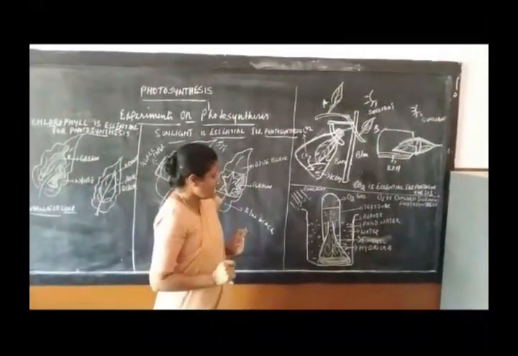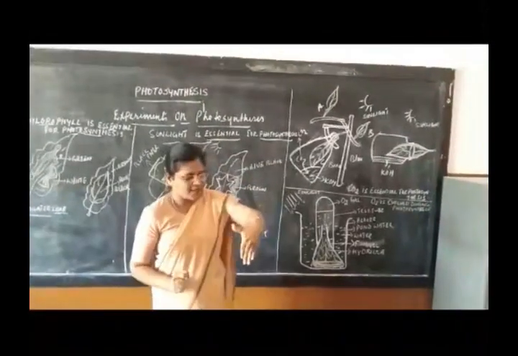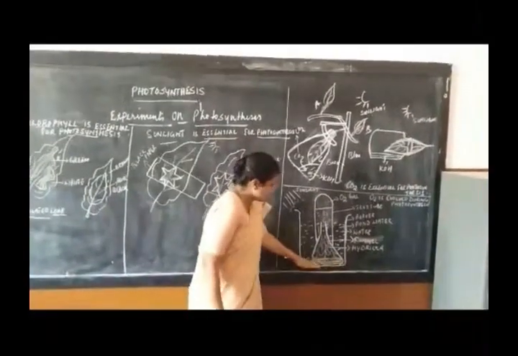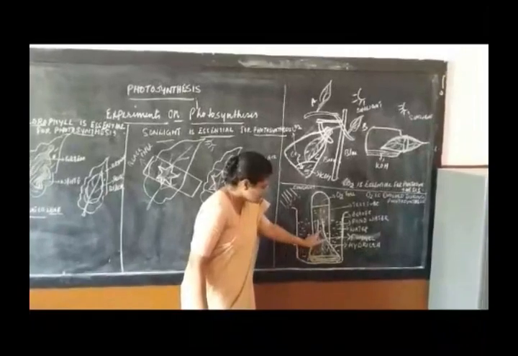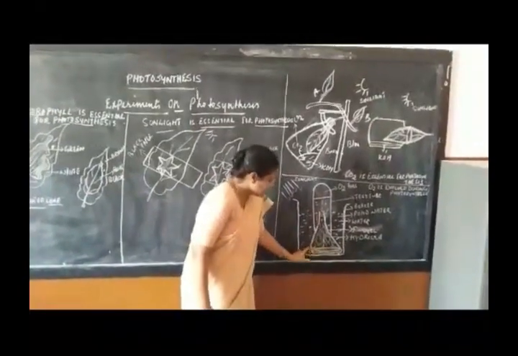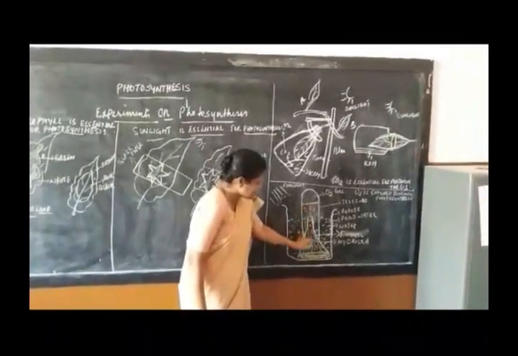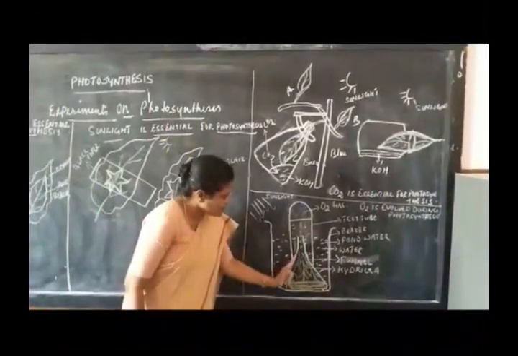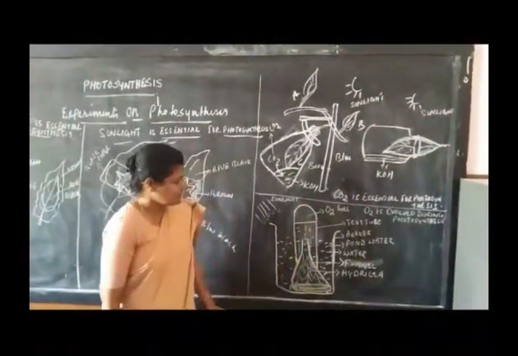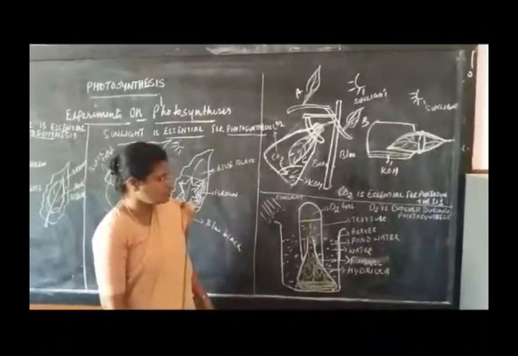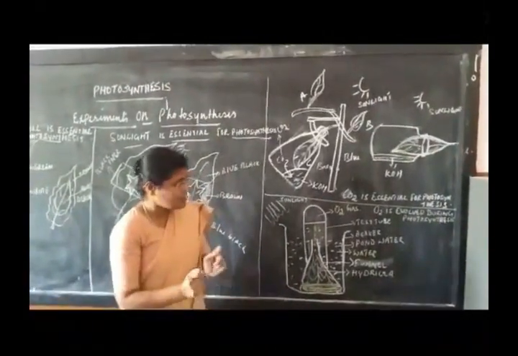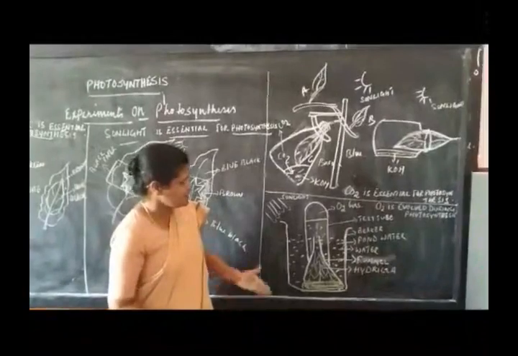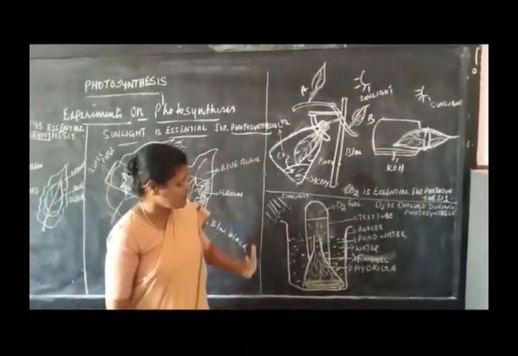We take hydrilla and insert that in a funnel and cover that funnel with a test tube. Then at the base, in order to give support, you have a slide, so that the plant nicely sits on the slide, and it is covered by the test tube. Now the entire setup is kept in the sunlight for 2 to 3 hours. Here you don't have to perform the starch test, because the purpose of this experiment is to prove that oxygen is evolved during photosynthesis.